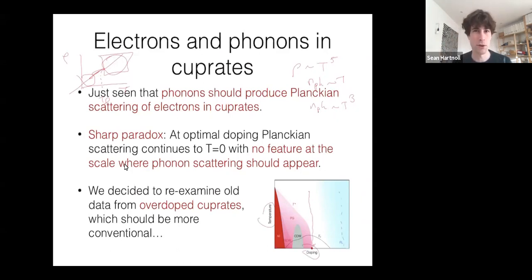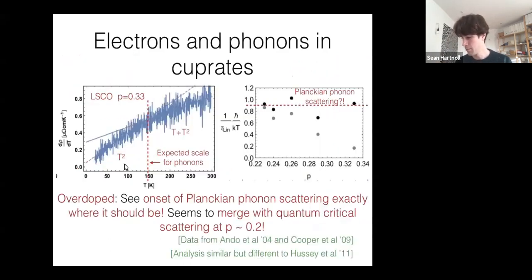Overdoped. Things are supposed to be more conventional there. And so let's see if there's a feature in the overdoped regime. Okay. And so this data existed. Both this is a nice paper by Ando and a nice paper by Kupradal. This is Hassi.